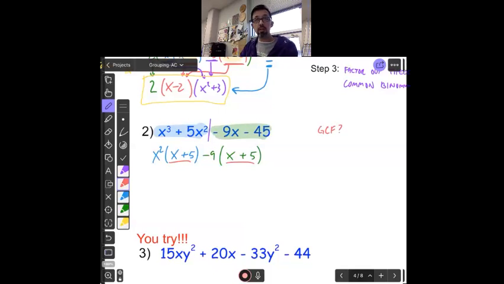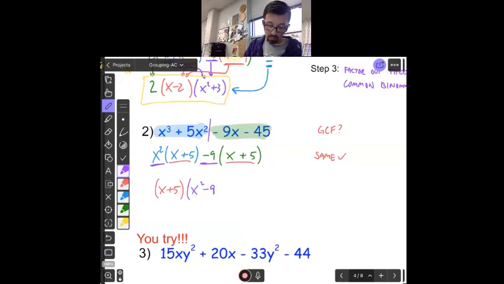What are we looking for there? What do we want those to be? You want them to be the same. Are they the same? Yep. So what does that mean? It means things are going well. We're on the right path. Well, what happens with those two things that are the same? Remember, they come together. So those x plus 5s go out to the front. And then the x squared minus the 9, they go together. And then second, it does not matter what order you write these in, so you can write it like this.